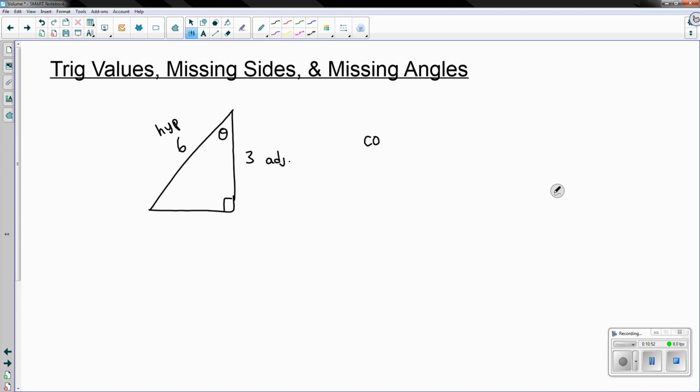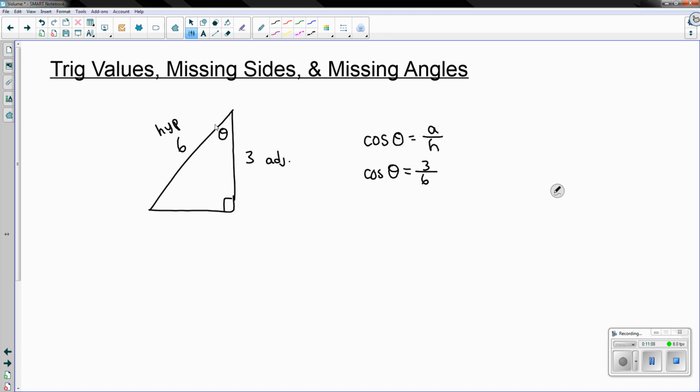So we know adjacent and hypotenuse is going to be dealing with cosine. So we're going to write our cosine definition, and we're going to fill in what we have. The thing that's missing is the angle, so we leave that as a variable. And we have 3 over 6.